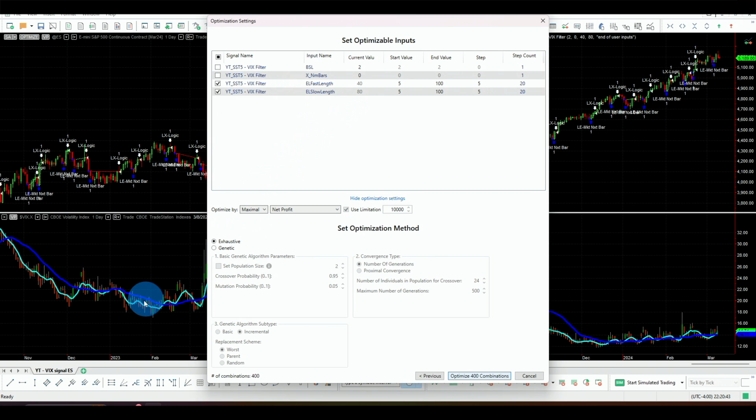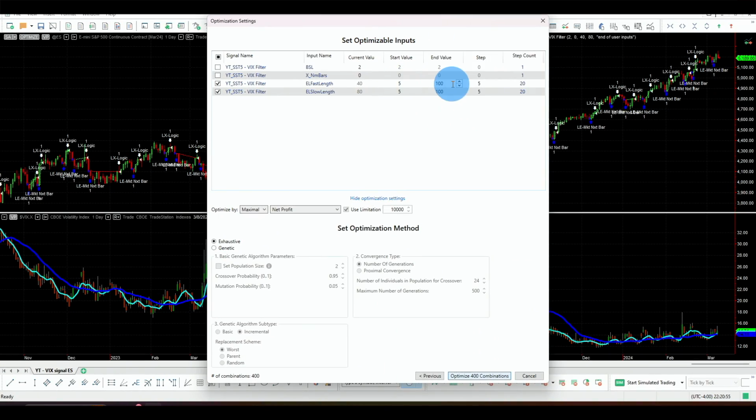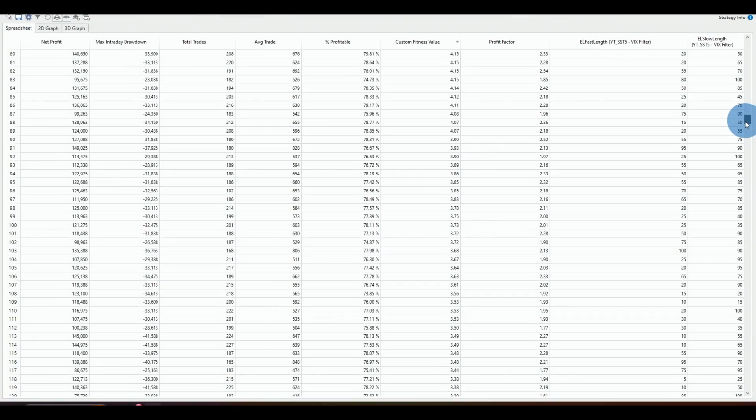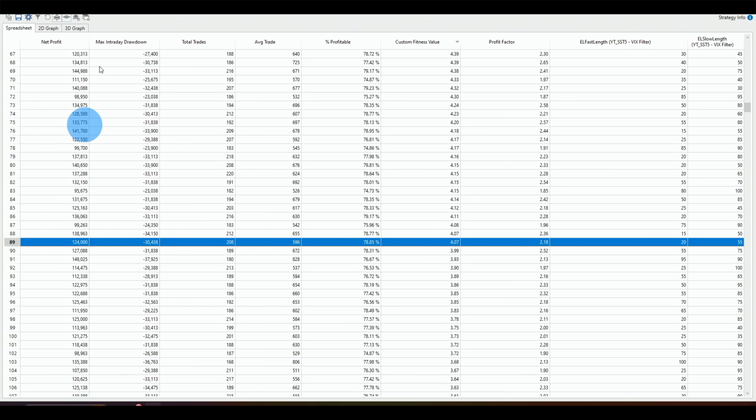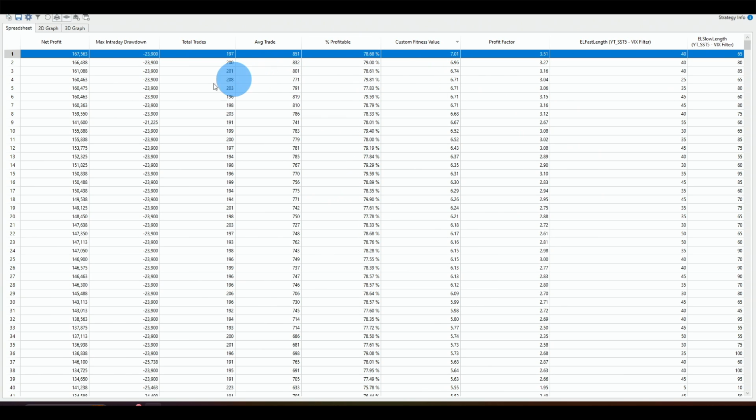So now, because we are using the VIX as a filter, we don't have an exit moving average. Remember, we are using the RSI to enter and exit the strategy. So this is just a filter. So we'll go from 5 to 100, step 5. And here I have, let's go with 4. So I have 89 strategies that beat the original strategy. And obviously, this is really good.